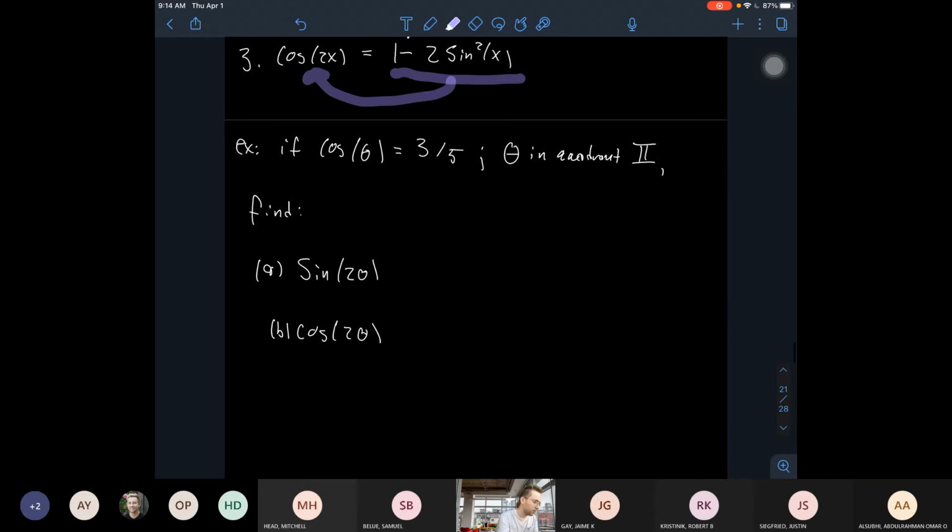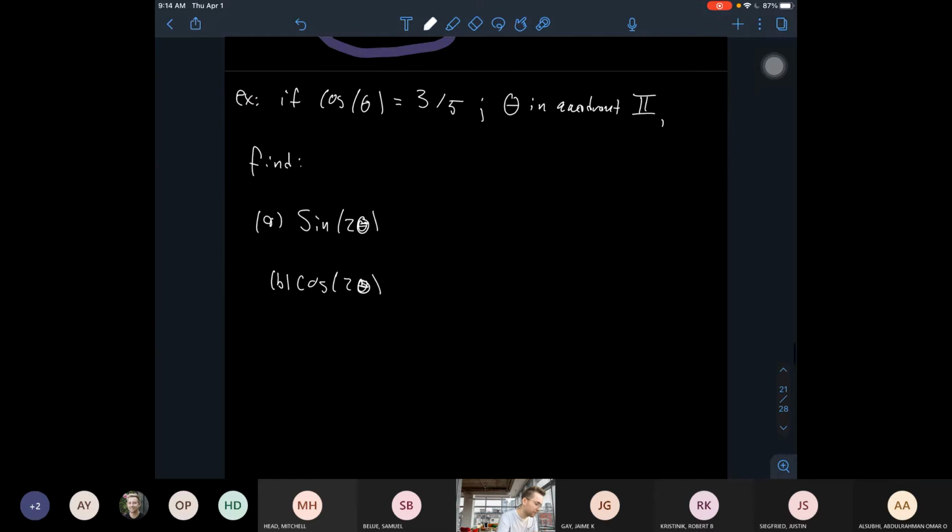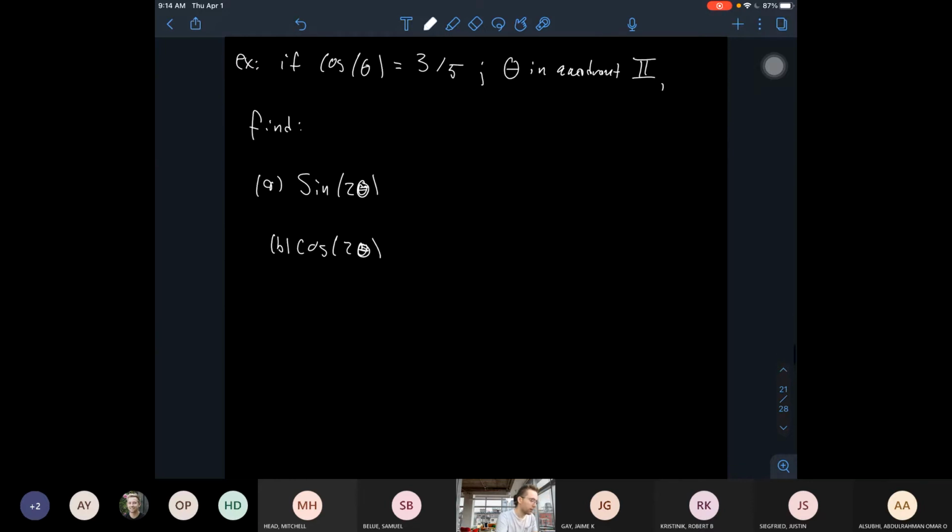So here's a problem which we could use the double angle formulas to solve. This is a 2 theta, and this is a 2 theta. So what are we given? We're given the following. We have cosine of theta is 3/5, and theta is in quadrant 2. And we're supposed to find out what is sine of 2 theta and what is cosine of 2 theta.